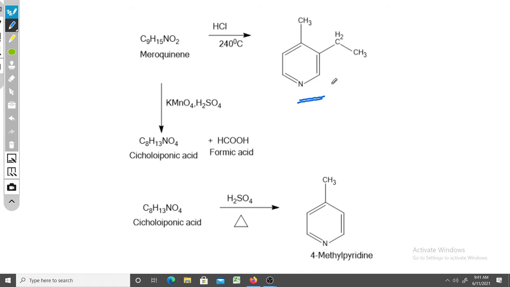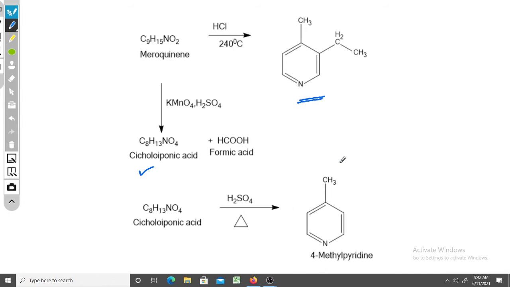The structure of this compound is identified already, but the structure of this is new. That is why we are writing its molecular formula, C8H13NO4 plus formic acid. That is one carbon less than this meroquinine. Okay. So this oxidation product, that is cincholoiponic acid, on further heating with sulfuric acid yields 4-methyl pyridine.